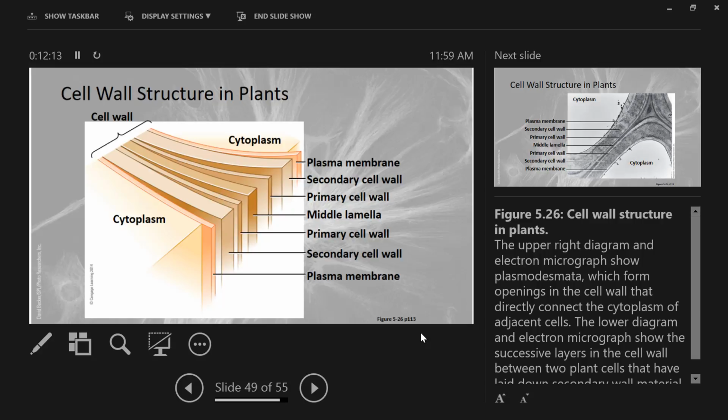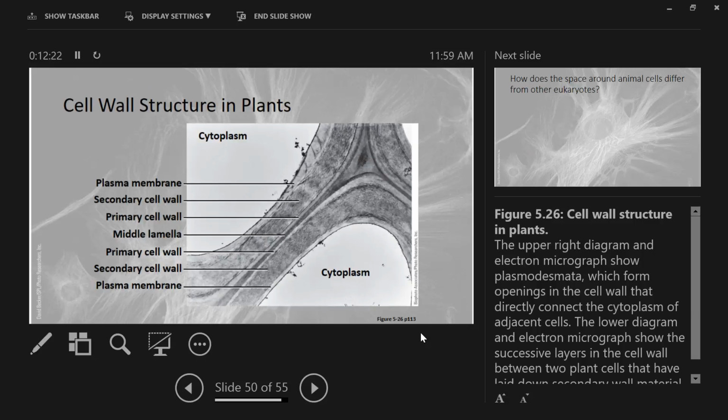But plant cells don't do that because the cell wall keeps them from exploding. They would just put an enormous amount of pressure against the cell wall, but they wouldn't explode. That's bonus information. And then here's an electron micrograph of the cell wall showing you the primary, secondary, and the middle lamella.